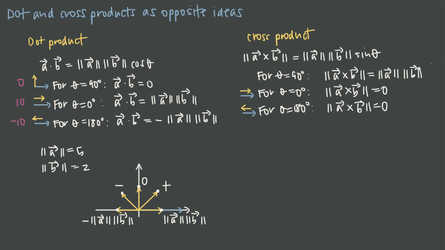So again, if we take the same example here where we say that the length of the vector A is 5 and that the length of the vector B is 2, then if the vectors A and B were orthogonal or perpendicular, then the length of the cross product is going to be 10. But if they happen to be collinear, either pointing in the same direction or in opposite directions, the length of the cross product vector is going to be 0.